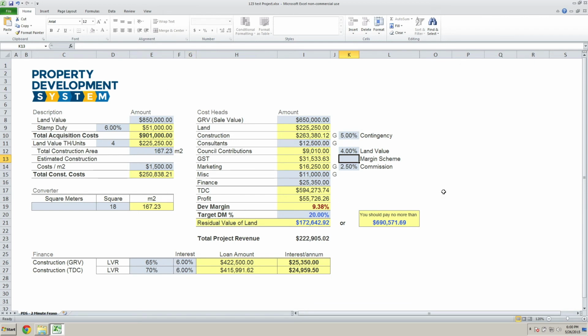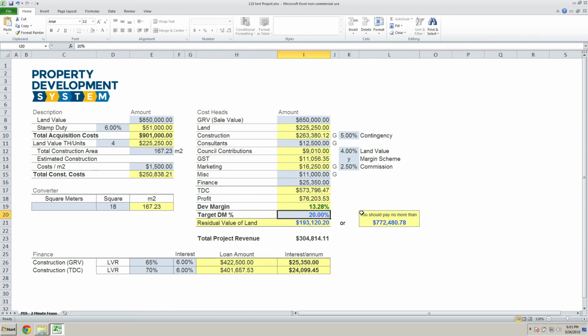So if I was to put margin scheme and say yes, margin scheme, just put a Y. If you put yes, it does nothing, won't do anything. Just make sure that you put Y for yes, and it'll pick up and calculate and tell you what the GST liability should be, and so that GST is added as an expense and becomes part of the total development cost, so that the profit is calculated nice and clean.